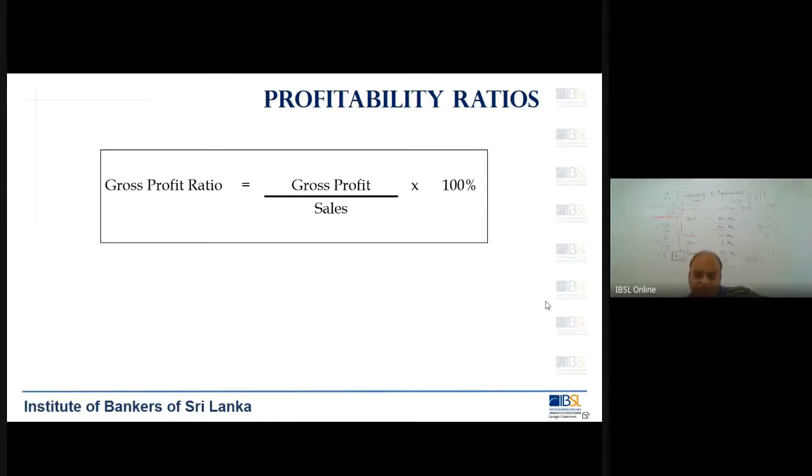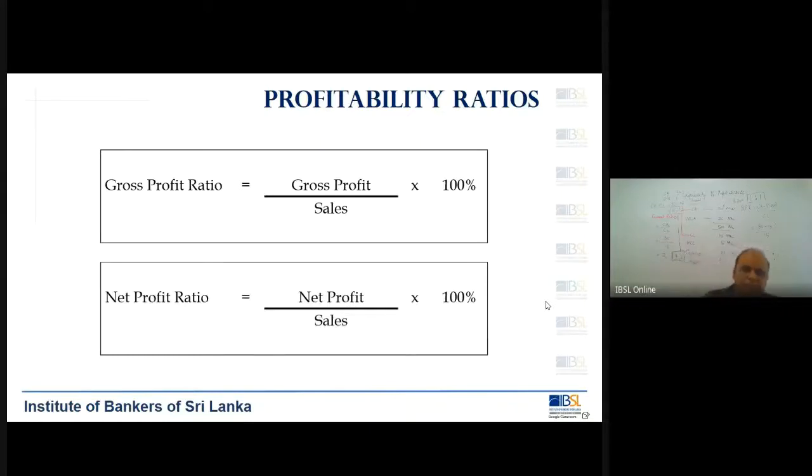So what do you get here? The gross profit as a percentage of your sales. If you are making 100 rupees of sales, of that sales, what is your gross profit? Let's say you have a gross profit of 30 from 100 rupees of sales. Then your gross profit ratio is 30%. So if somebody tells you my gross profit ratio is 45%, what do you mean by that? For every 100 rupees of sales, I make 45 rupees as gross profit.